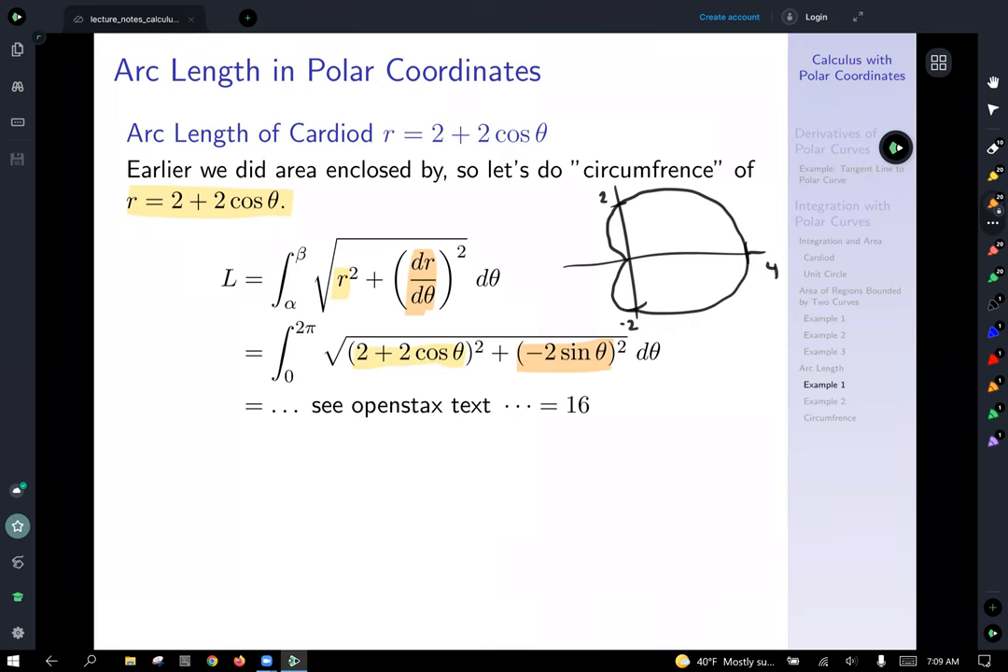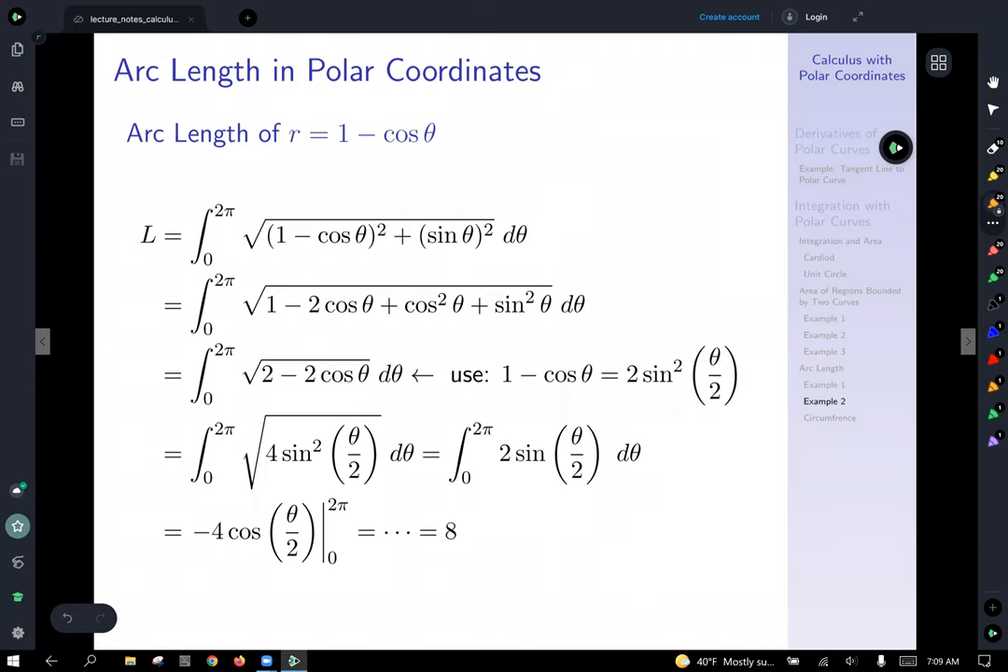Oftentimes, these arc length calculations can be pretty tricky, and I'll show you why on the next slide, where we'll look at another one. So we could also do the arc length of r is equal to 1 minus cosine of theta. And again, our formula is the same, letting theta vary from 0 to 2 pi generates this curve exactly once. Under the square root, we'll use r squared, which is unchanged, 1 minus cosine, the quantity squared, and then dr d theta squared. That would be the derivative of r. The derivative of 1 is 0, and the derivative of negative cosine is negative negative sine, which is positive sine. So we have sine squared underneath there.